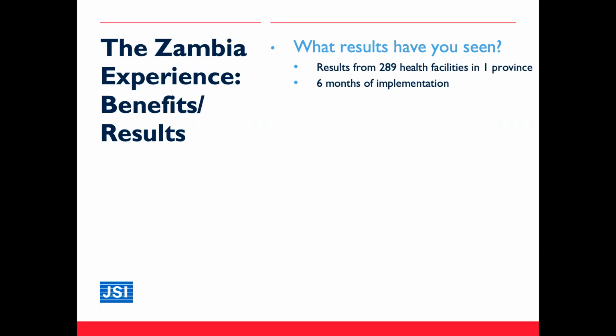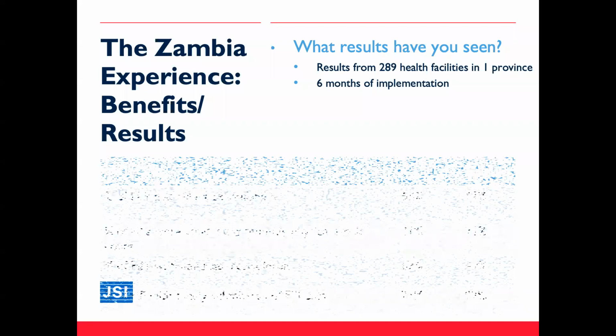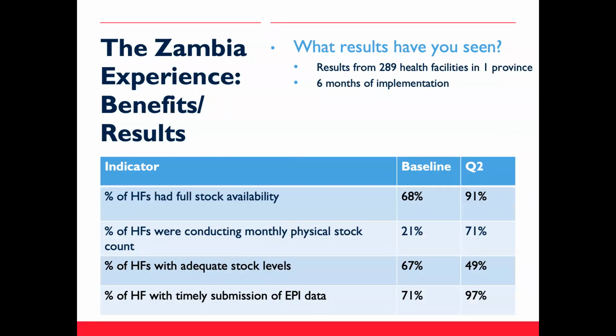So we've only been fully rolled out for 6 months of implementation by these results at the end of June this past year. We are in 289 health facilities in 1 province, but we are seeing some positive impacts that you can see here. And beyond just seeing some positive impacts, we can also see what's actually going on, which is something we did not have.